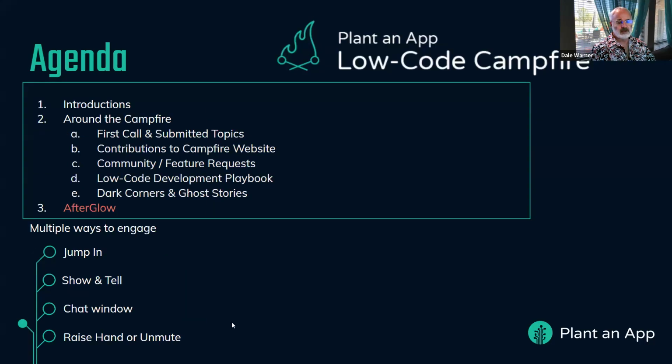We run this agenda where we say hello and then go around the campfire, and we always start with first call or any topics that you might have submitted in advance, and make sure that we deal with them up front. But then we take a look at the contributions to our Campfire website, an opportunity to share techniques and put them out for the permanent record so that you can go back and load them when you need them. We take a look at our community website and any feature requests. We have a new feature where we're taking a look at our internal low-code development playbook, and I'm very optimistic we'll get into a couple of those today. And if you want to, we can talk about dark corners and ghost stories, any issues, problems, things that you struggled with, and maybe we could do better so that you don't waste your time on them.